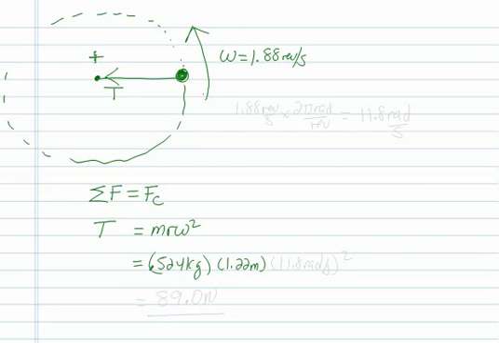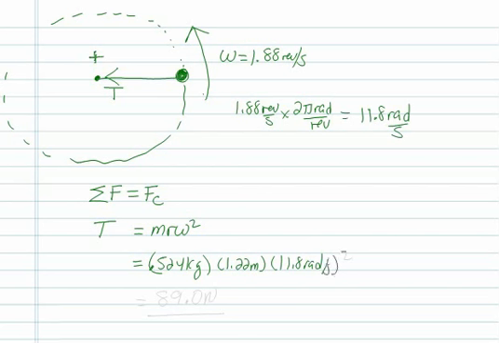Omega, we can't use 1.88. Bad things will occur if you try. Look at the units, revs per second. It must be converted to radians per second. So make sure you don't forget revs per second, 2 pi radians per rev, and that's 11.8 rads per second. You have to put it in radians per second. Again, be very careful.